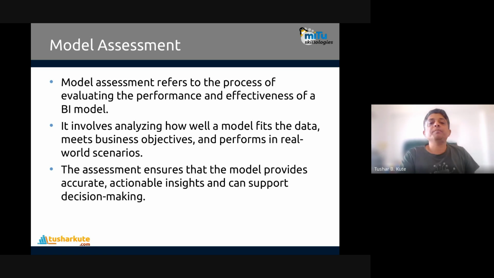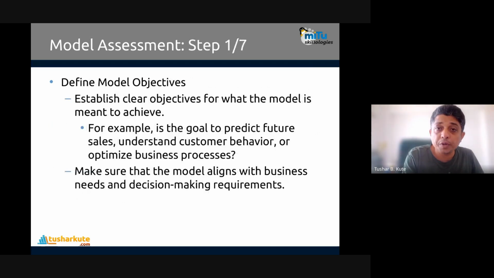So the assessment ensures that the model provides accurate, actionable insights and can support decision making, because we know whatever decision we made, on what basis it is made, how accurate the data was, the model was giving decisions on respective data, that will be found. And using that, the predictions are made, which is called model assessment. So how do we assess it? There are 7 steps present by which model assessment is possible. See this, these are the steps given over here.